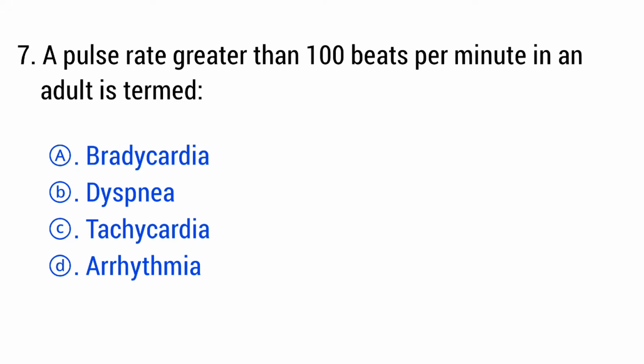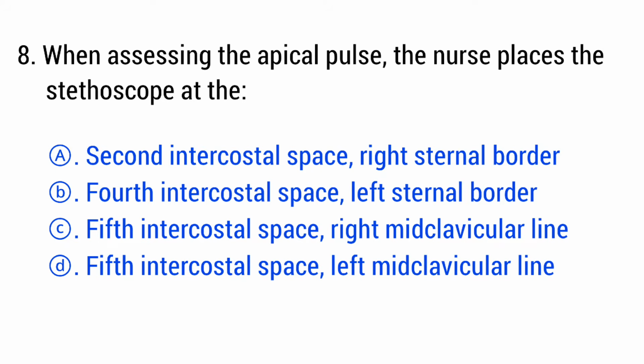Question 7. A pulse rate greater than 100 beats per minute in an adult is termed. The right answer is option C, tachycardia. Question 8. When assessing the apical pulse, the nurse places the stethoscope at the. The right answer is option D, fifth intercostal space, left midclavicular line.